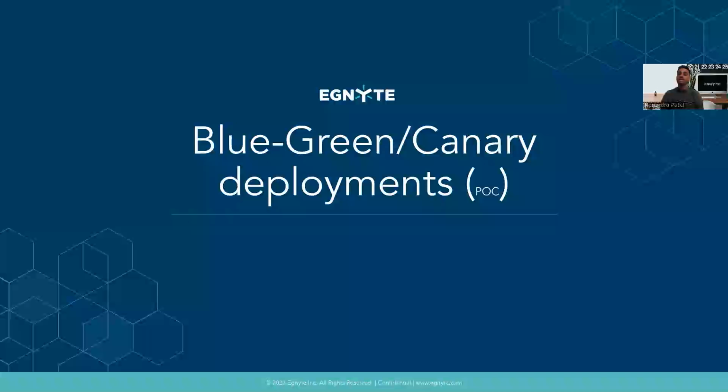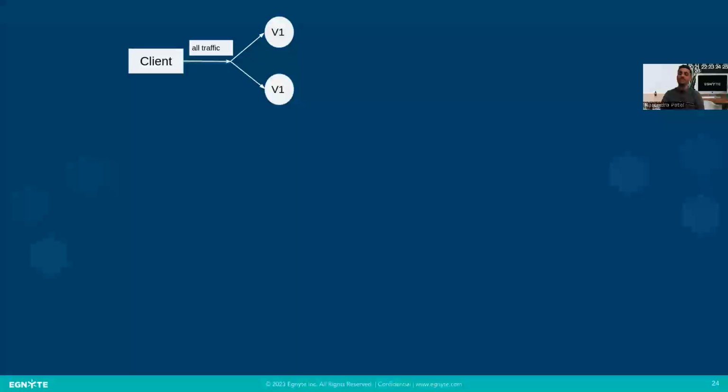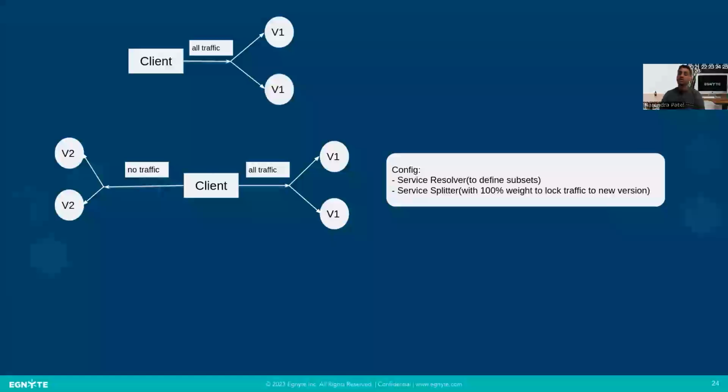Now let's have a quick look at this blue-green or canary deployment approach that we did with service mesh. We did a small POC wherein we leveraged service mesh to do blue-green or canary deployments. Let's have a look at that. Initially, all the client traffic would always go to one particular version. But now let's say you introduce a newer version, a version called V2.